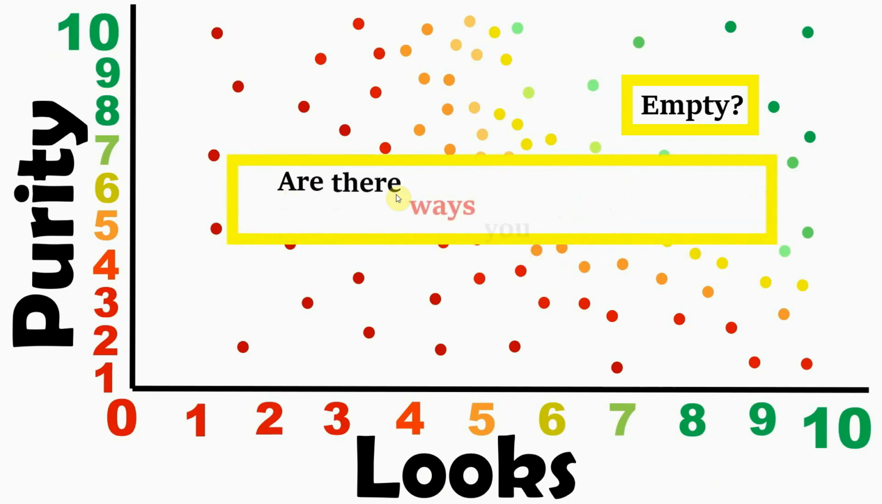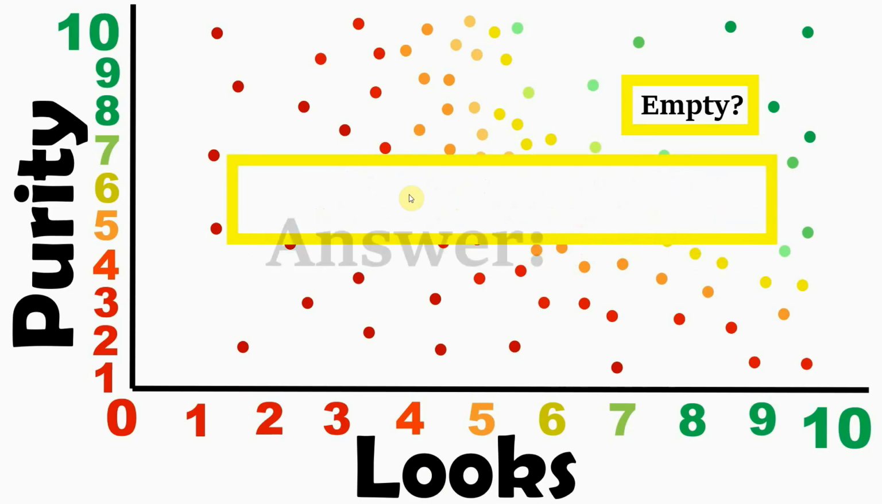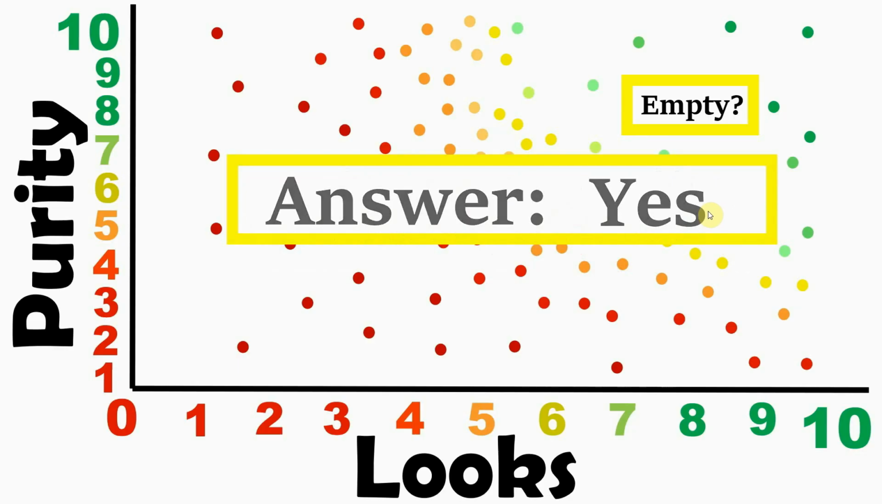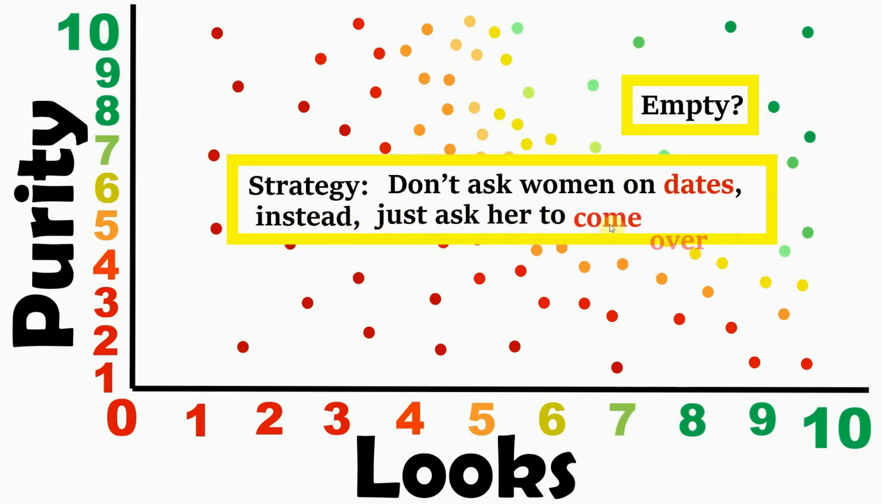Are there ways you can use this concept to your advantage so it only filters the highest quality women? Fortunately, the answer is yes. A dating strategy I often hear from guys is they say don't ask women out on dates anymore. Instead, just ask her to come over to your place for a glass of wine and to watch a few movies. Netflix and chill if you like. The theory is that it will make things easier to escalate, filter out the flakes, and save you money.